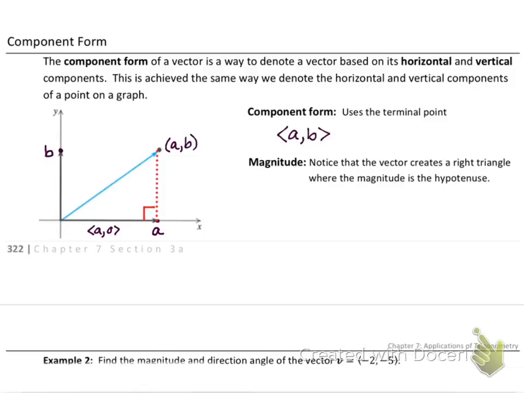So to find my magnitude, our magnitude squared would equal a squared plus b squared. Well, then I would take the square root of both sides so I know what the magnitude equals. Where the magnitude will just equal the square root of a squared plus b squared.